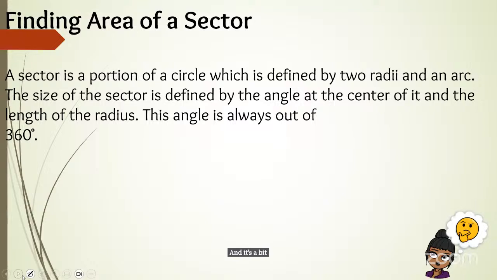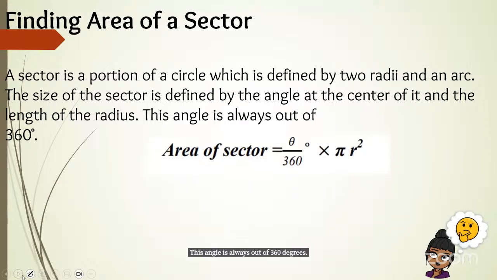So here we are, finding the area of a sector. A sector is a portion of a circle which is defined by 2 radii and an arc. The size of the sector is defined by the angle at the center of it and the length of the radius. This angle is always out of 360 degrees. So this is the area. Tell me what you notice.